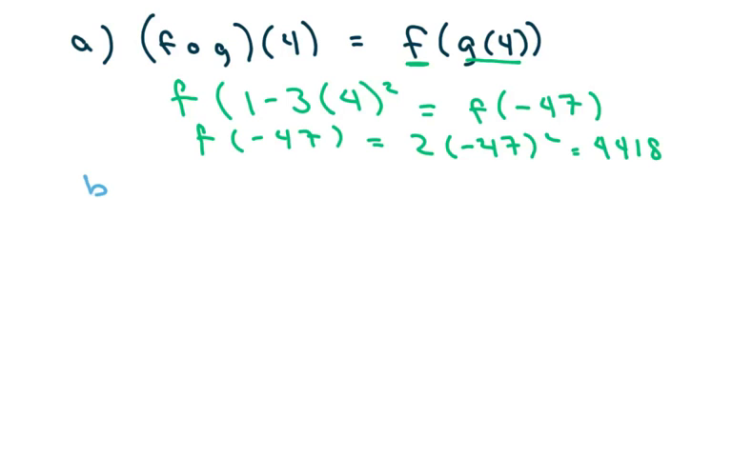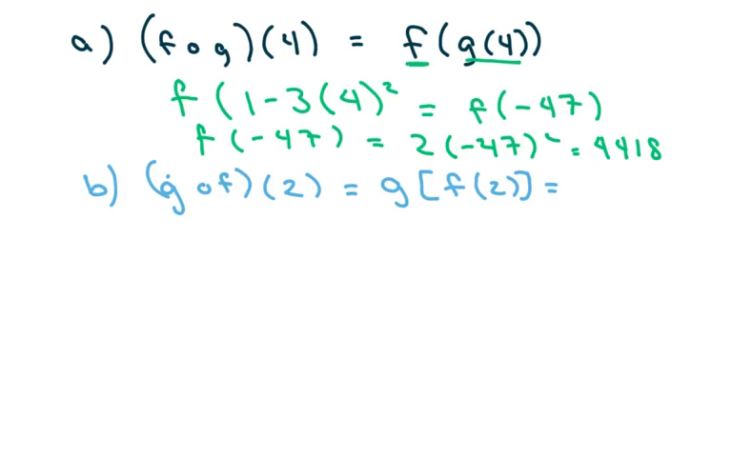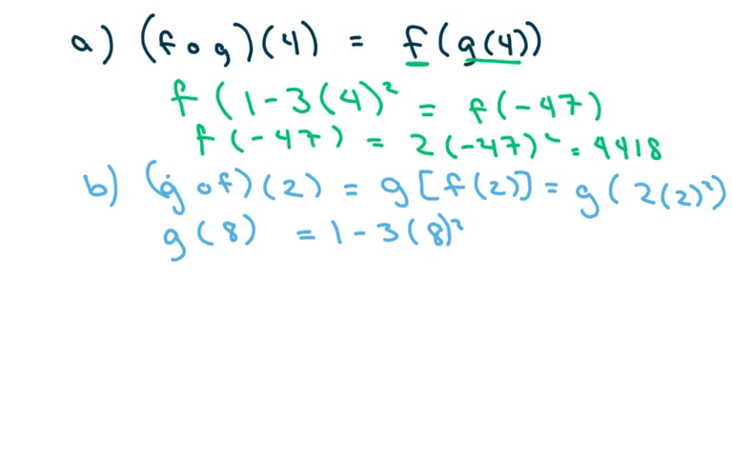Now the second one we have to find is g of f of 2. So now my inner function is f. So that's going to be g of 2 times 2 squared, which equals g of 8. G of 8, this is going to be equal to 1 minus 3 times 8 squared, which equals 1 minus 192, which equals negative 191.